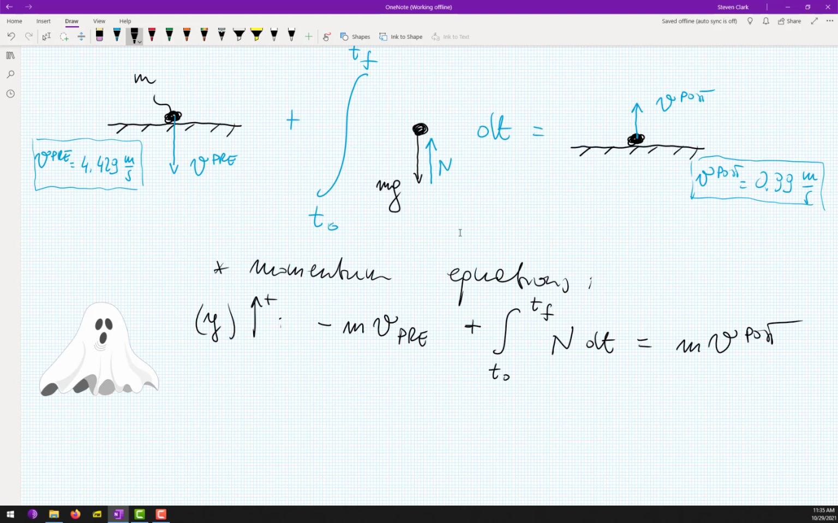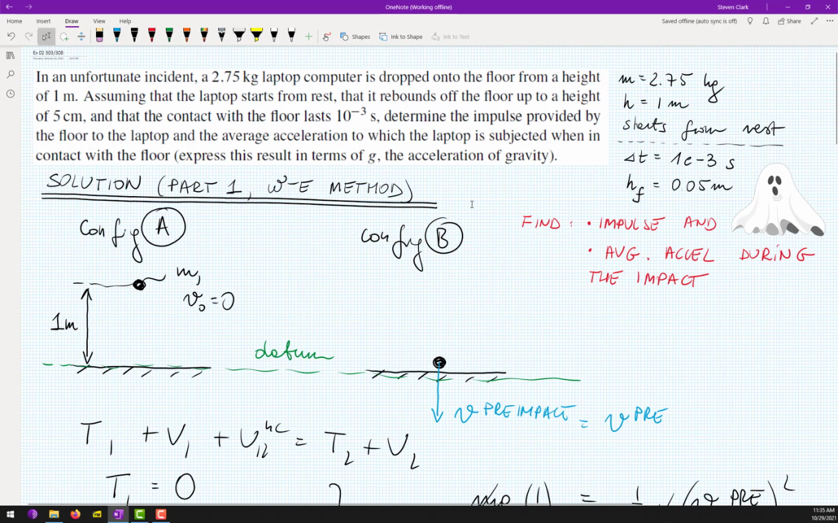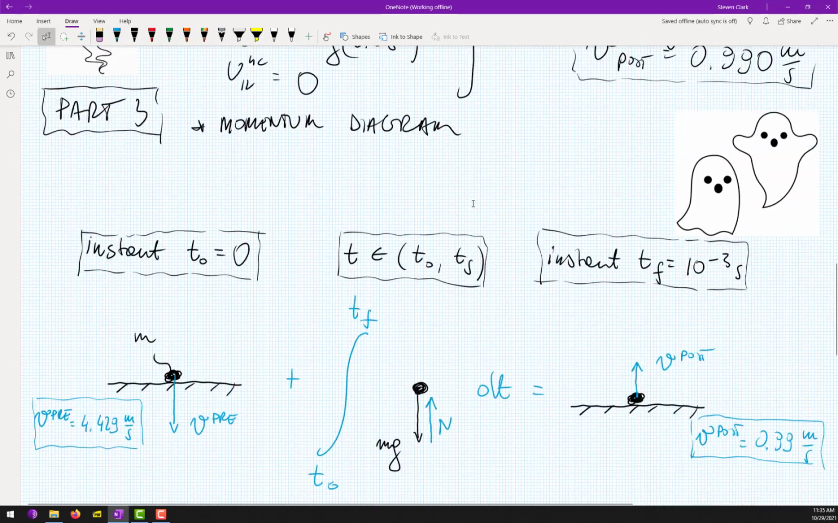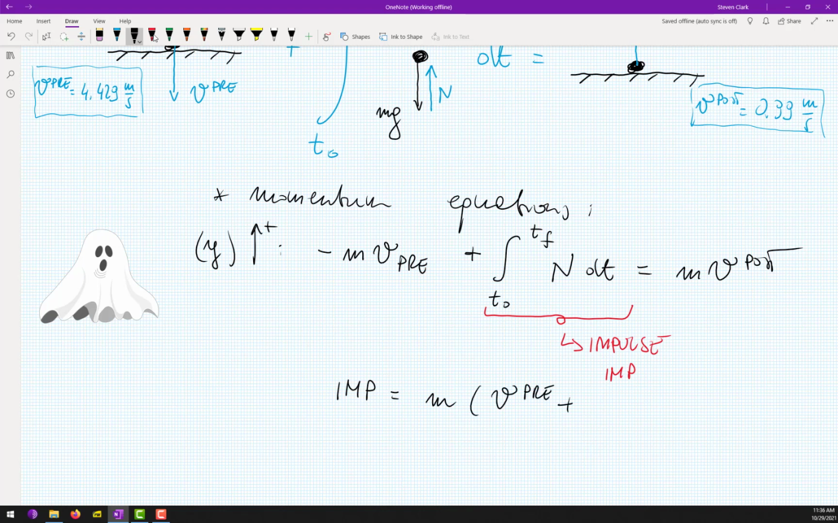To be honest, I forgot what they were asking us for. Can I scroll up the board? They asked us to find impulse. So they ask us to find this. But let's save some ink. I'm going to write IMP. So our IMP is equal to m v pre plus m v post.